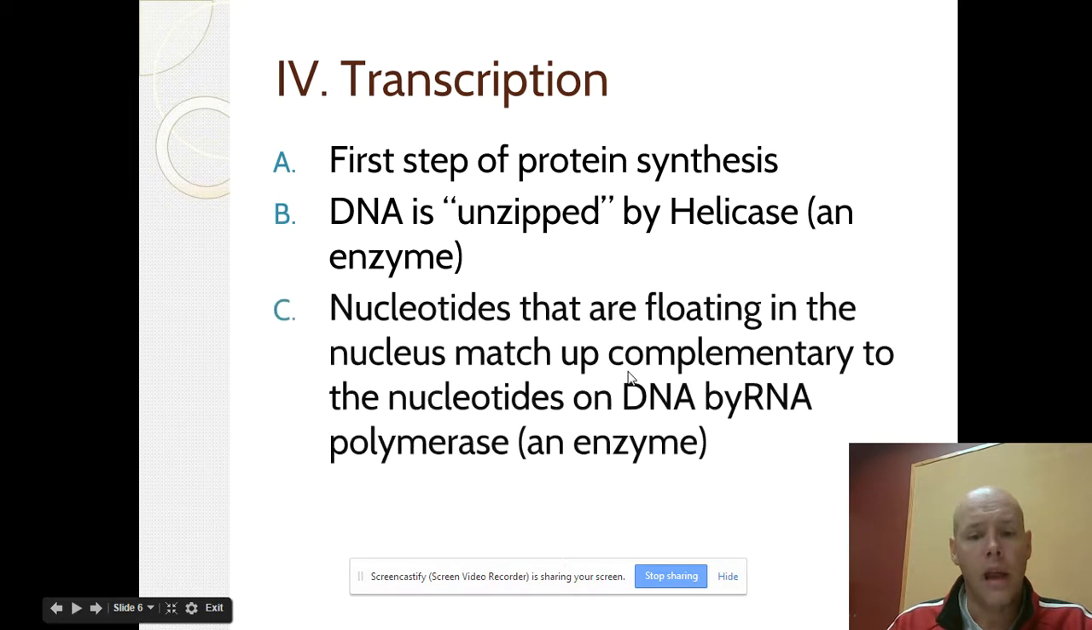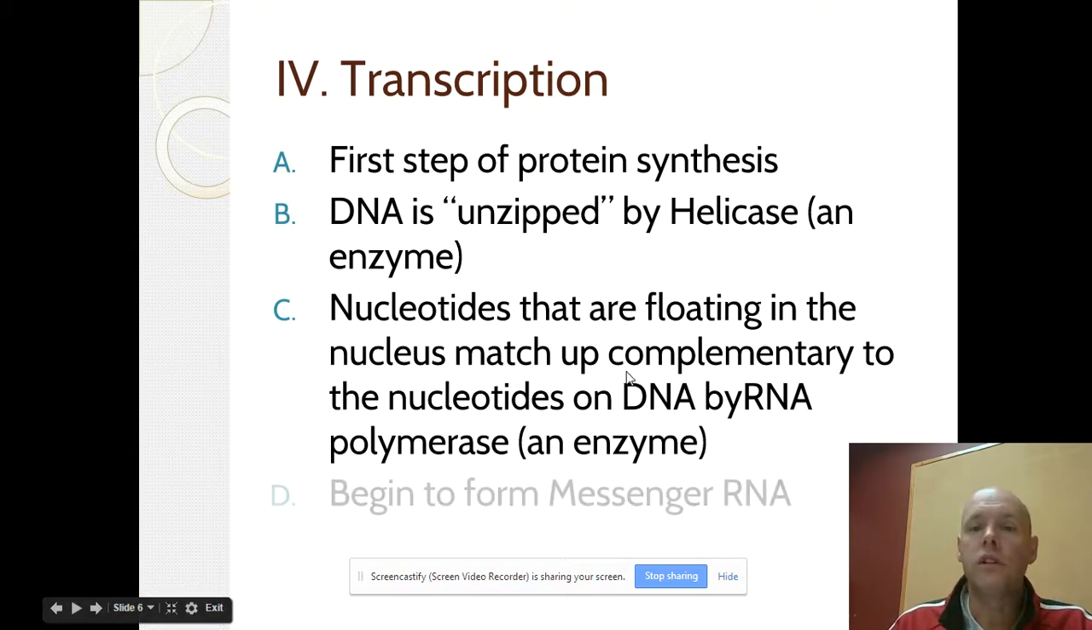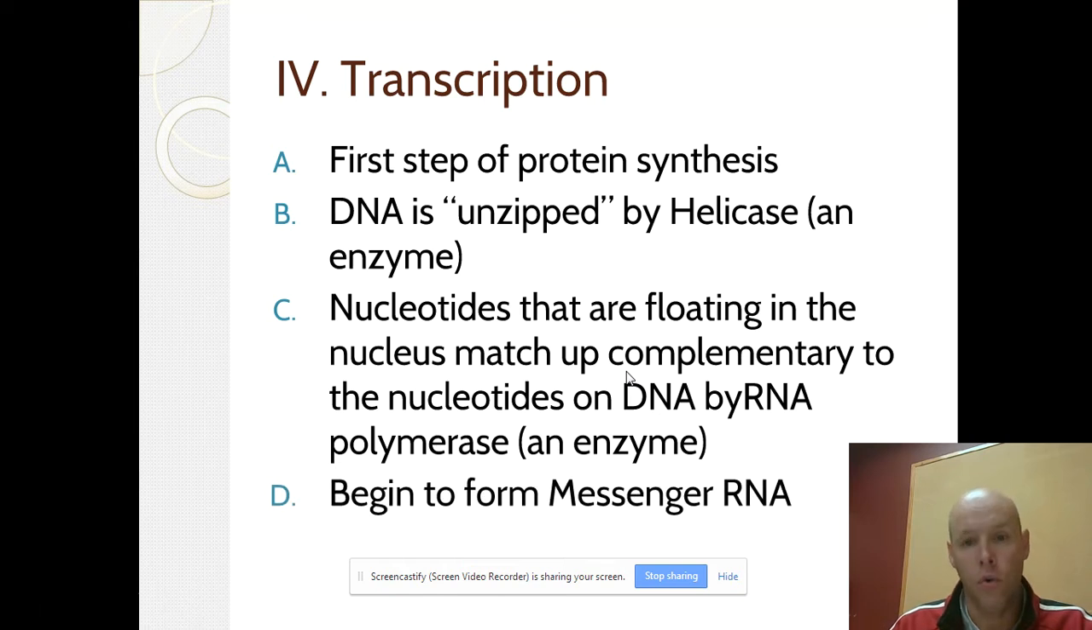Now, the next thing that happens is there's nucleotides that are floating around. So like adenine, a nitrogen base that's connected to a ribose sugar and a phosphate, are just floating around, and they'll be matched up complementary to the DNA by another enzyme called RNA polymerase. Now, what it starts to make is this single chain called messenger RNA, or mRNA.